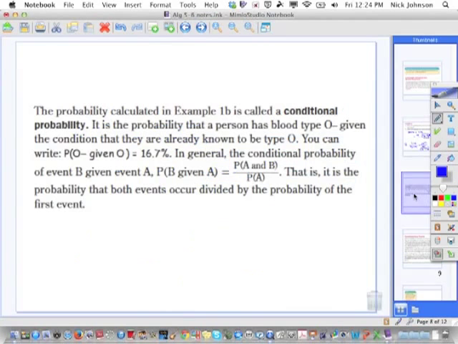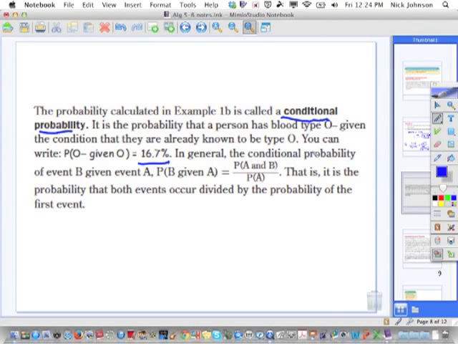Okay? Moving along. The probability calculated in example 1b is called a conditional probability. It is the probability that a person has type O negative blood given the condition that they are already known to be type O. You can write this as the probability of O negative given you know they're O, which is 16.7% as we said earlier.